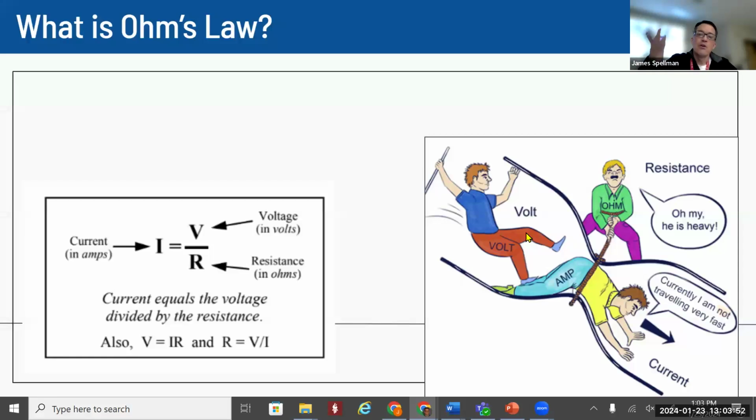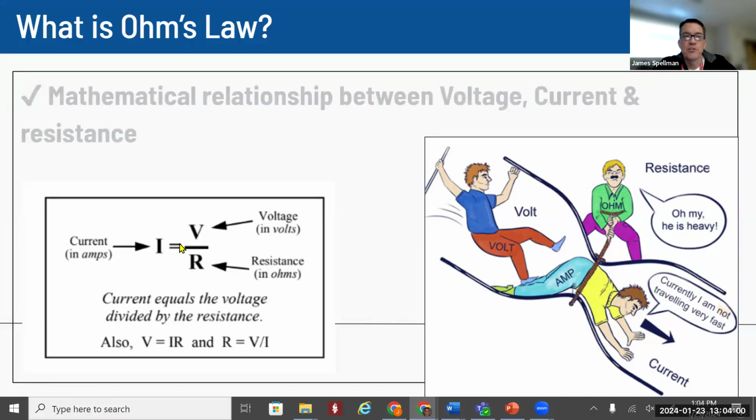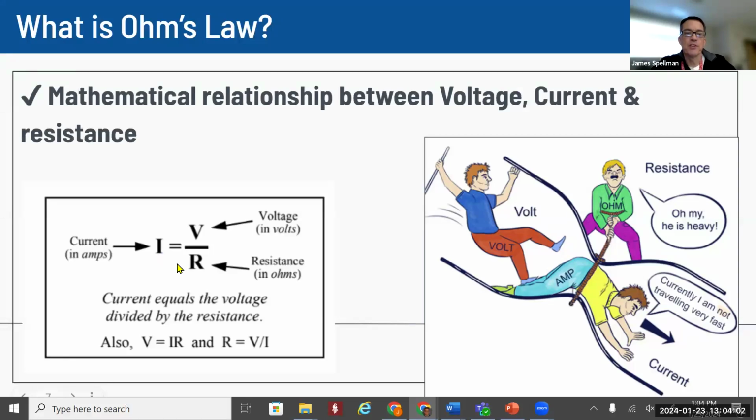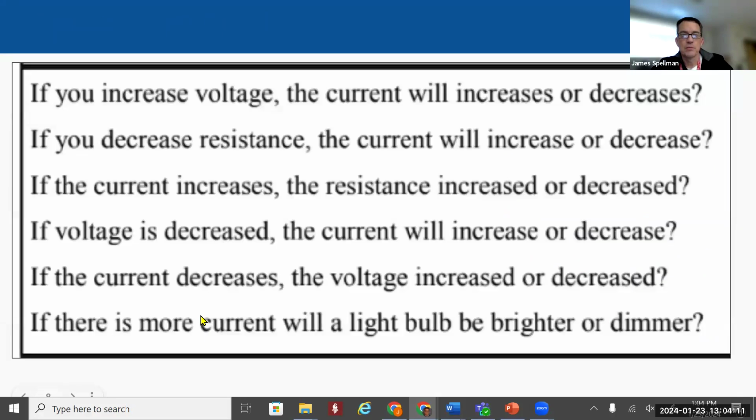So if volt pushes harder, we're going to get more current. If resistance squeezes harder, we're going to get less current, and that's going to be inverse. So if the V gets bigger on top of the fraction, the I is going to get bigger in the answer. If the R gets bigger in the fraction, then the I is going to get smaller. Right? So this can be rewritten in several different ways depending on how you need to use it.